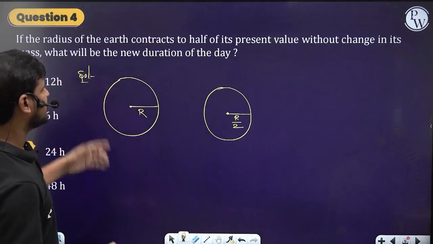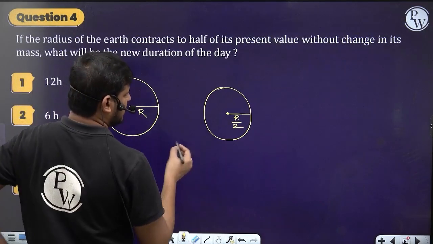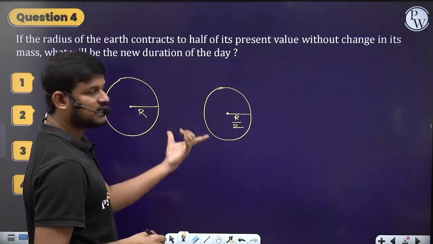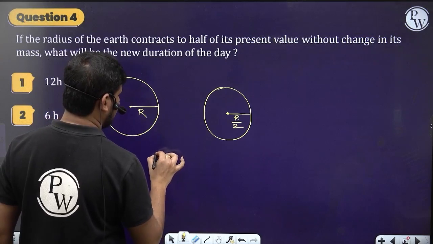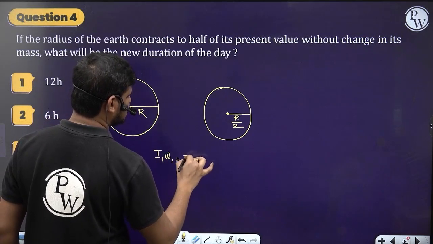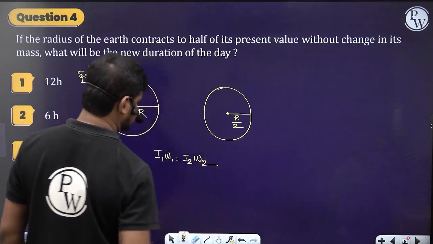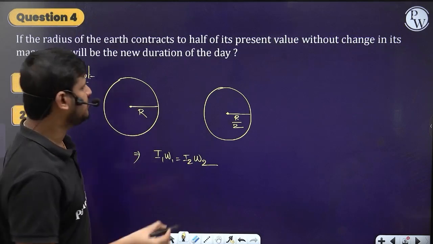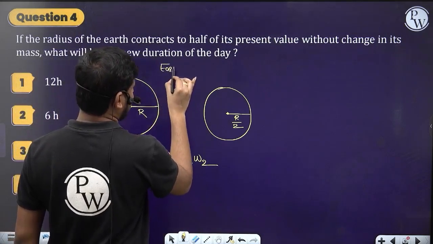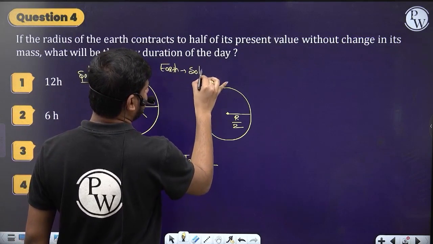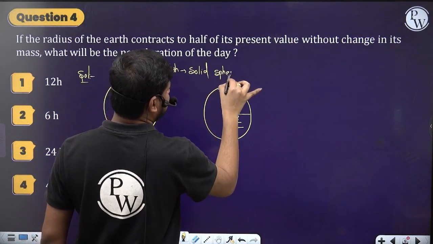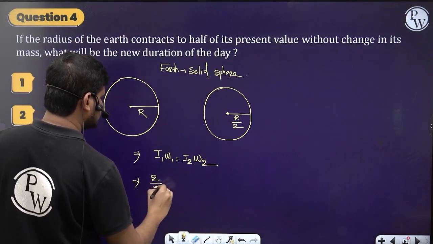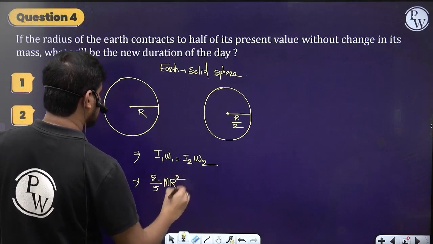Without changing its mass, its mass remains the same, right? So then obviously the angular momentum will be conserved in this case. So the angular momentum I1 omega 1 is equal to I2 omega 2, shall we write in this case? Here the earth, which we consider as a solid sphere, right? Earth is a solid sphere. So now I can write the moment of inertia initially as 2 by 5 mass m into radius r square, right?